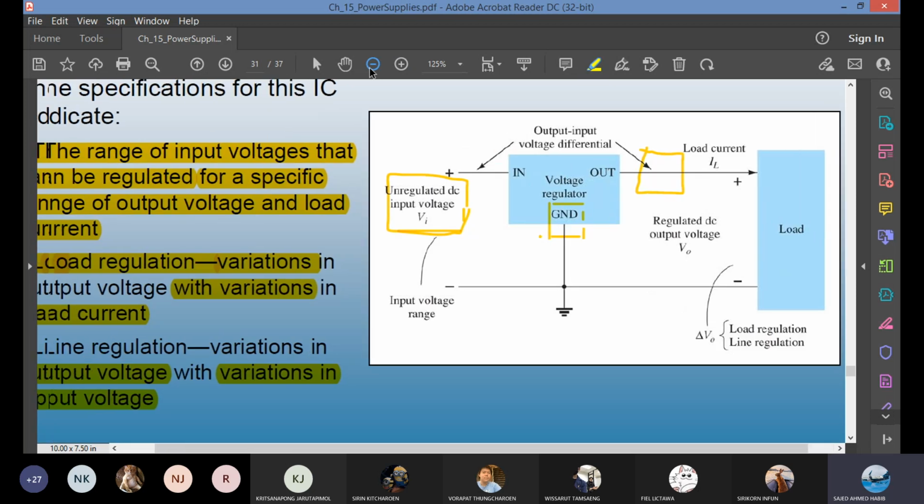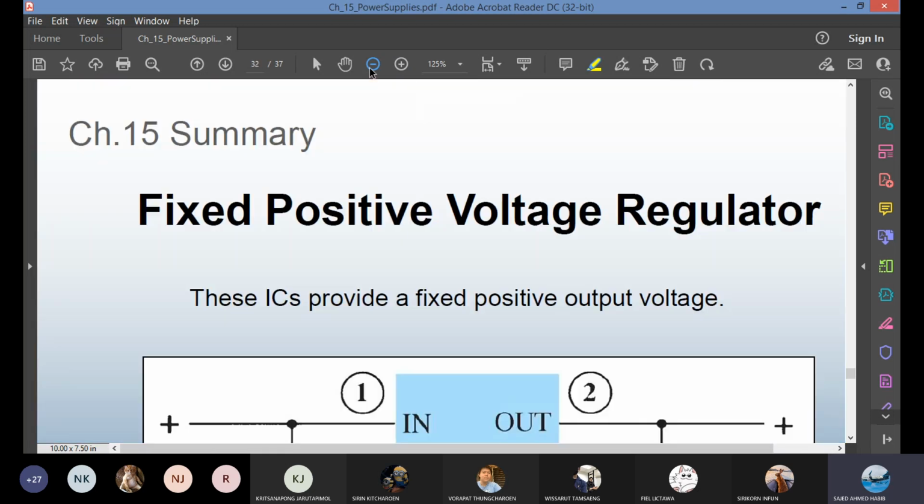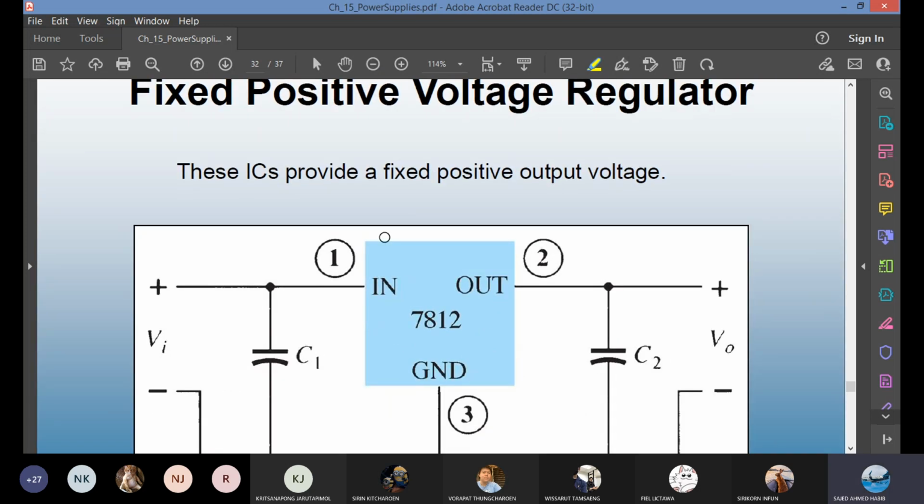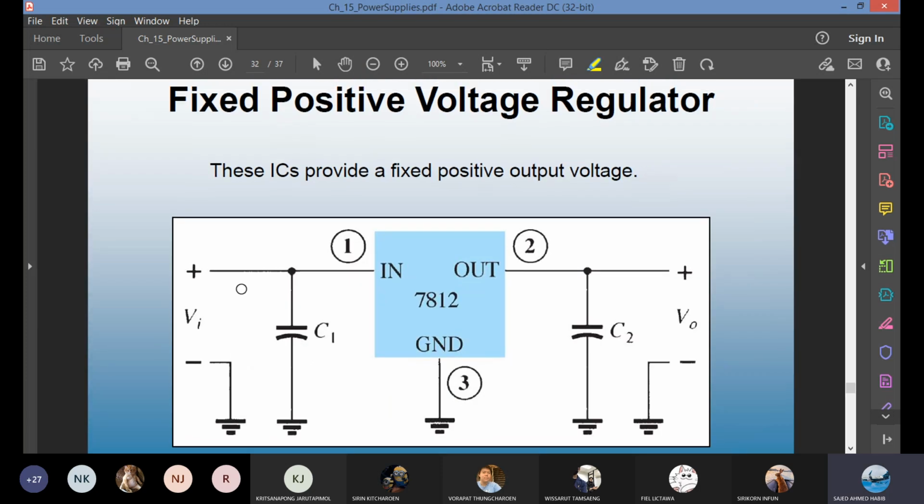What are some of the ICs that we can use for voltage regulation? Before we go to the models, we can look at a more specific type of circuit. This is a fixed positive voltage regulator. The output you will get from this IC is a positive voltage. Can you guess how many volts? There are 3 pins, 1, 2, and 3. The input is coming on the in pin, the output is on the output pin, and you have a ground.